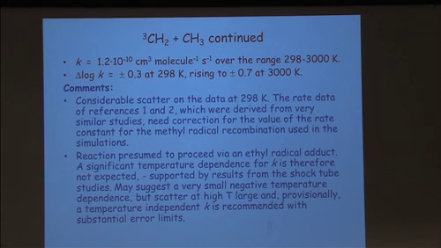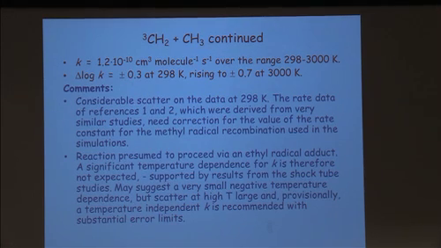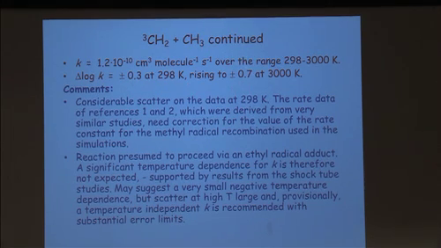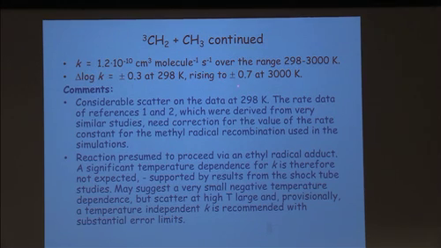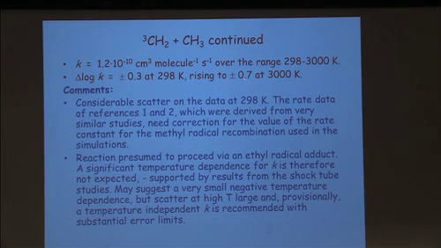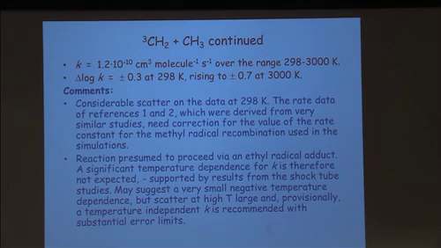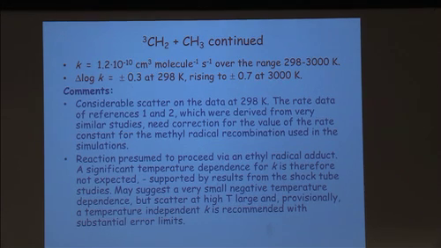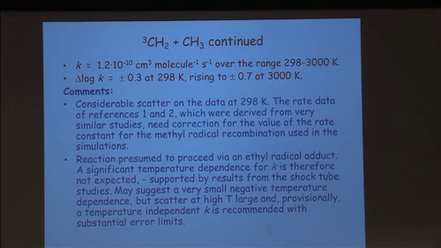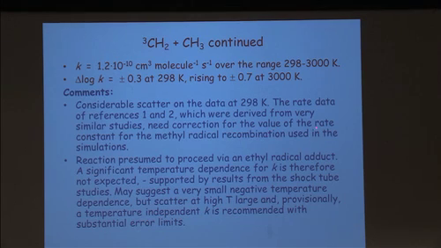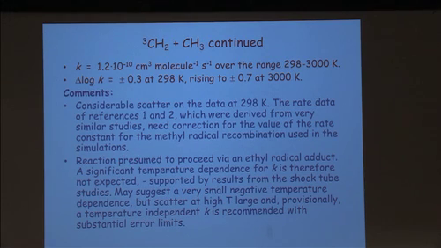That's times 2 and divided by 2 in the rate constant, rising to 0.7 in delta log k, which is a factor of 5. So multiplied by 5 and divided by 5 at 3000 K. It says there's considerable scatter in the data at 298 K. The rate data references 1 and 2, which were derived from very similar studies, need correction for the value of the rate constants from the methyl radical recombination used in the simulations.